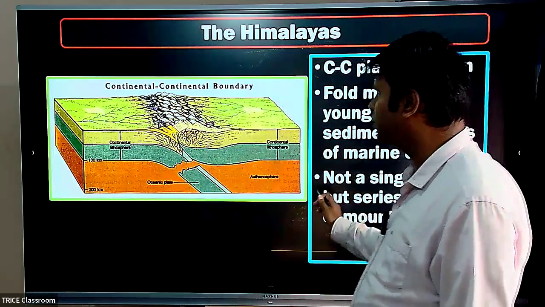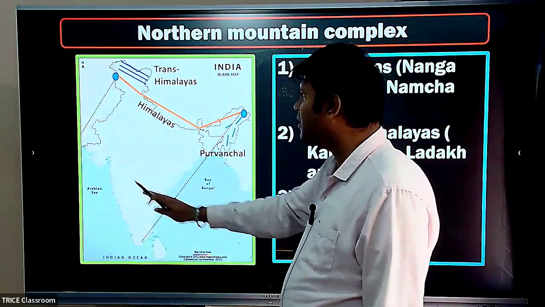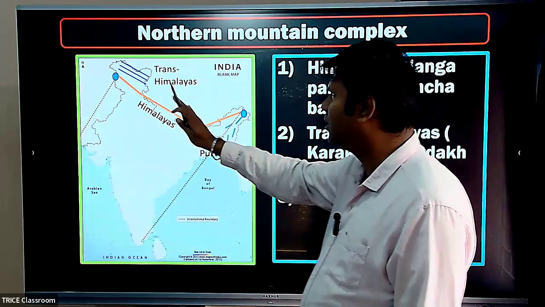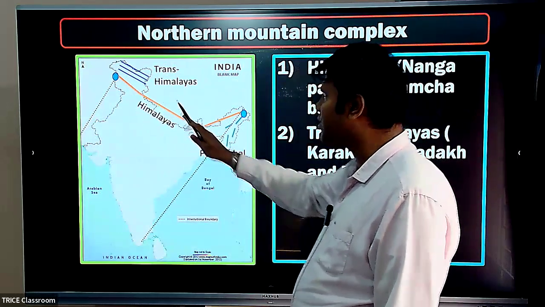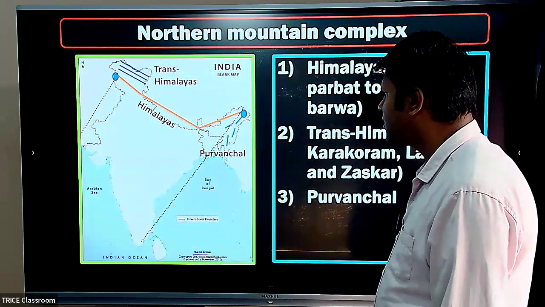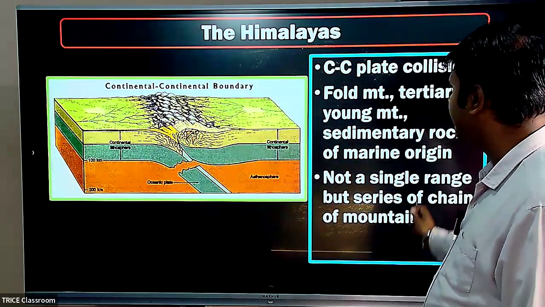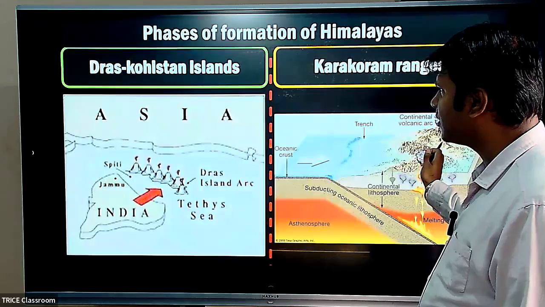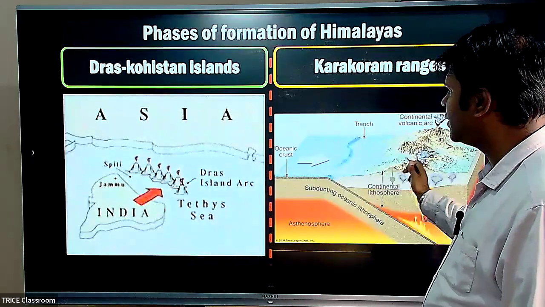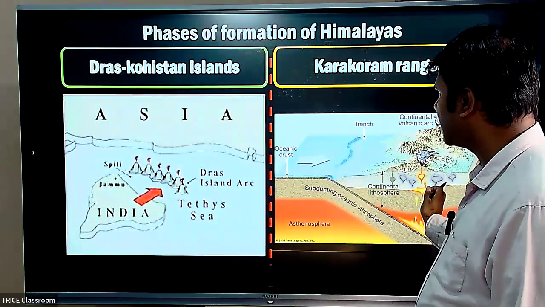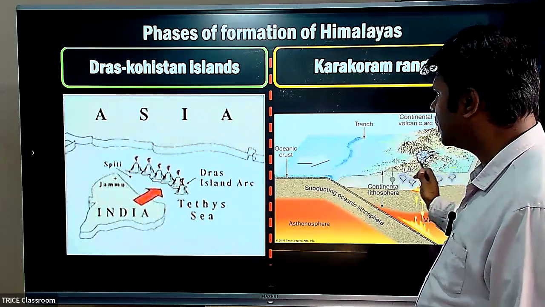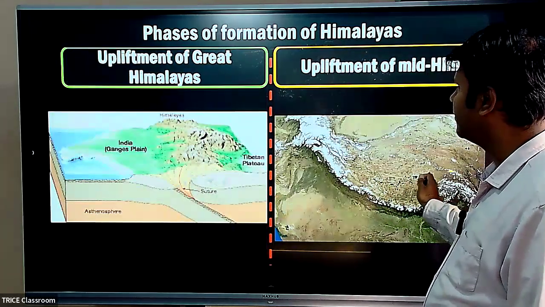Then I've told you about the syntaxial bend, the northeast and northwest portion first colliding with the Asian plate, and then the southwest portion. The Malda Gap will also be discussed later, right? So I've already explained the continental plate convergence, the formation of the Dras Island, the Karakoram range, the volcanic mountains, right? So all this we've already discussed.